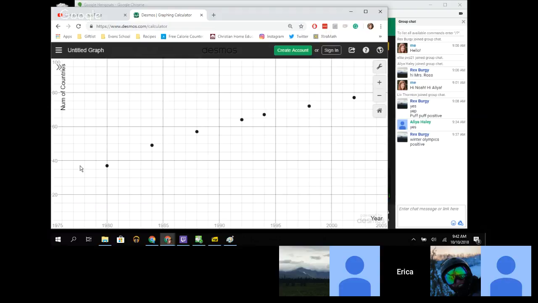Positive. I agree with you, Otto. It has a positive correlation, right? It looks like if I drew a line through it, it would go up this way. Do you think it has a strong correlation, like close to 1? Do you think it's closer to 0.5 or closer to 0? Closer to 1. I agree with you, Otto. Closer to 1.